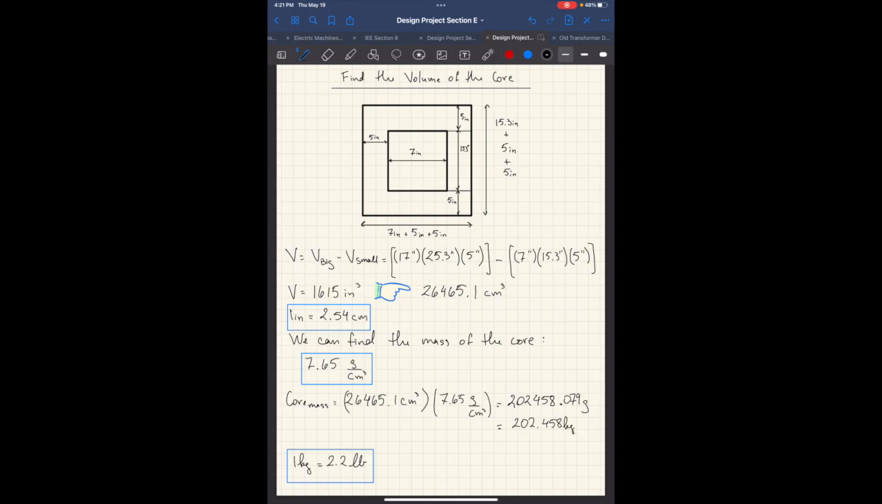All right. So convert to pounds. Okay. So the core mass is going to be 445.408 pounds. Okay? That's heavy.